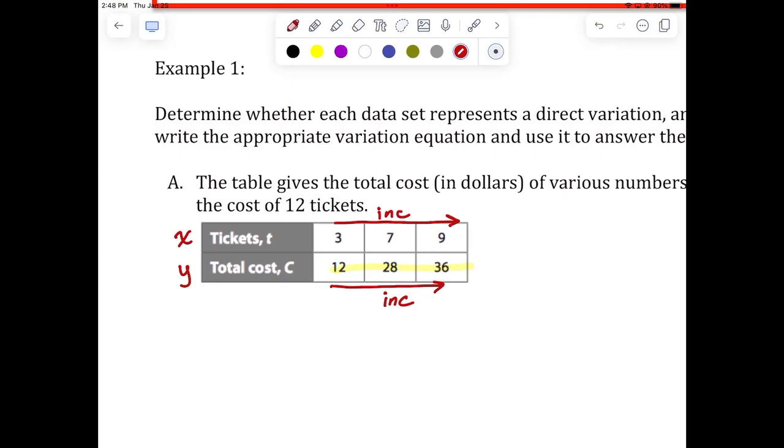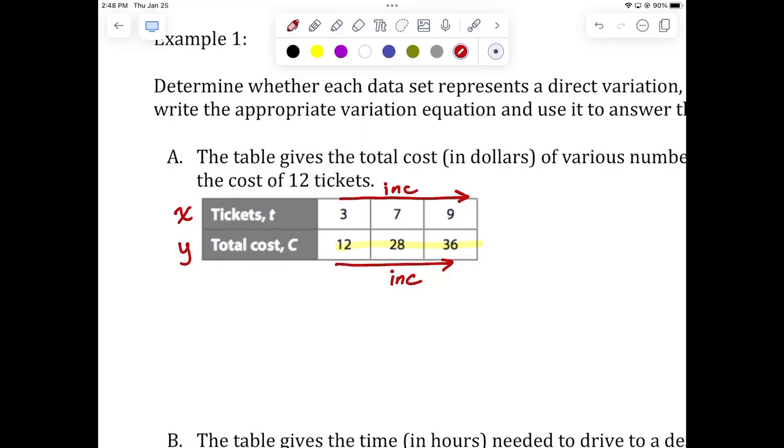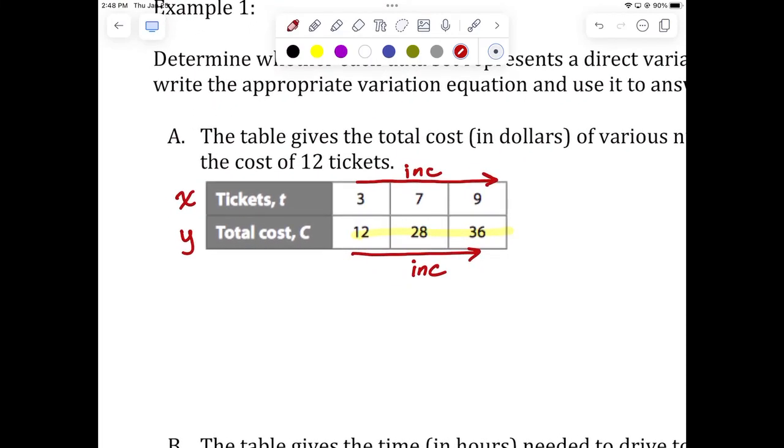We've already thought about it. The more you buy, the more it's going to cost. So let's see if we can come up with the equation. We're going to think it's direct variation, so I'm going to put dv there. And then I pull out the formula for direct variation, which is multiply: y equals k times x.